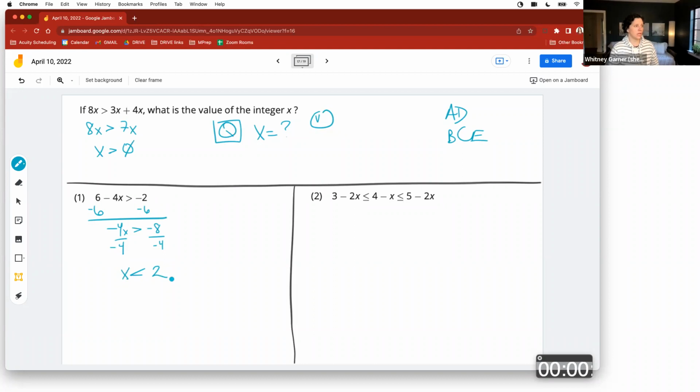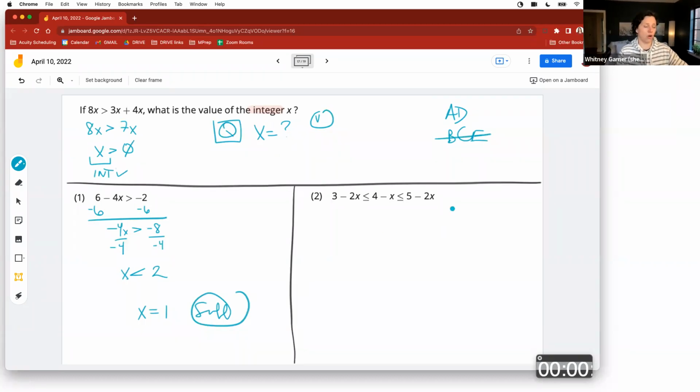All right, so I know that x is less than 2 and greater than 0. And I didn't note it, but I should have. X is also an integer. So if x is an integer, less than 2 but greater than 0, then x has to equal 1. And so sufficient. I know the value. A hangs on, and so I'll get rid of BCE.